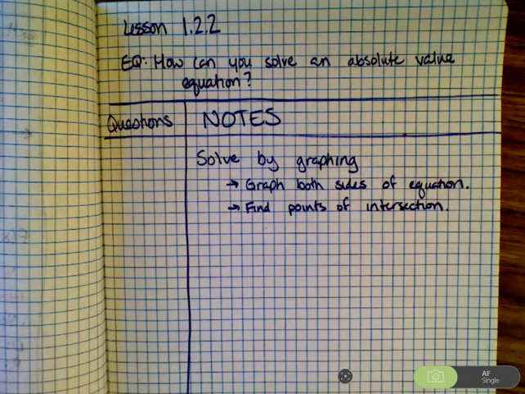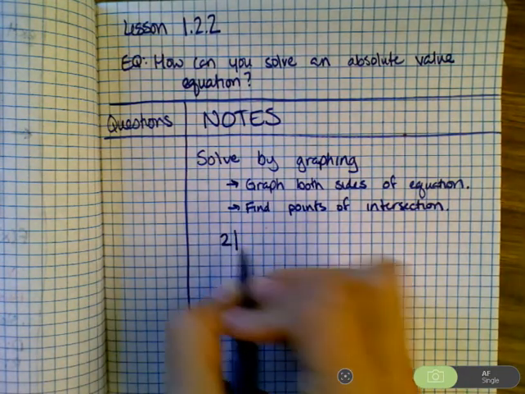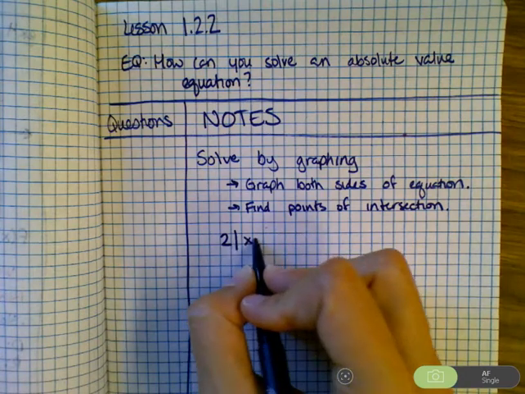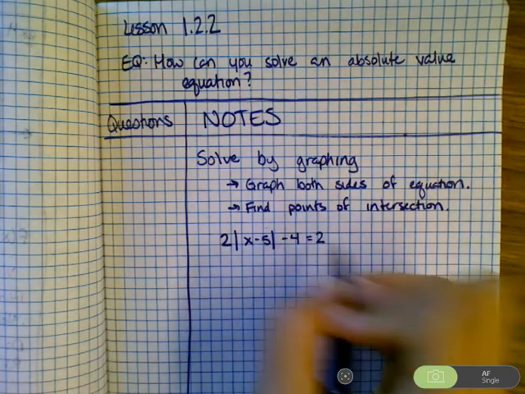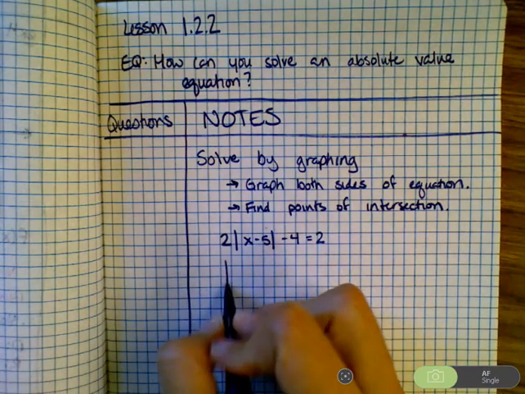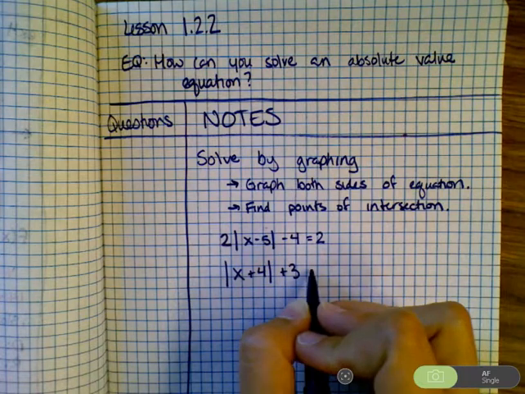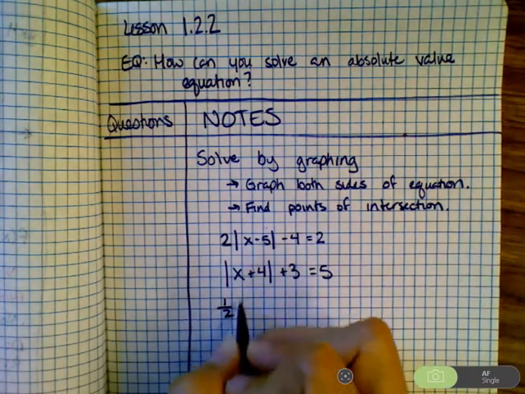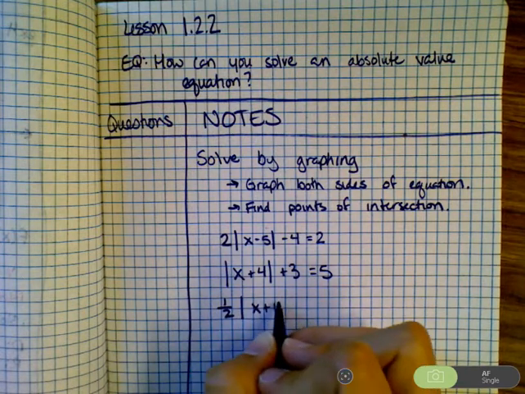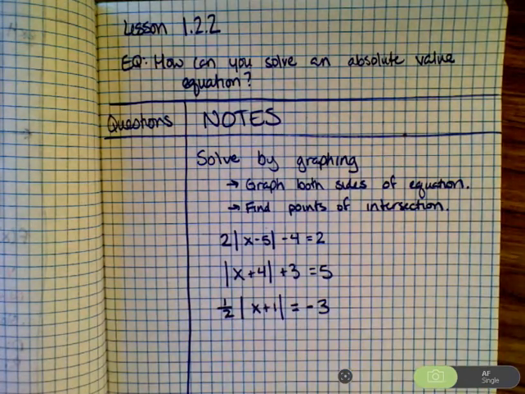I'm going to show this to you with a Desmos graph, but let me first show you the equations we'll be doing. The first one is 2 times the absolute value of x minus 5, minus 4 equals 2. The next one is the absolute value of x plus 4, plus 3 equals 5. And the last one is 1/2 the absolute value of x plus 1 equals negative 3. Those are the three equations we'll look at.